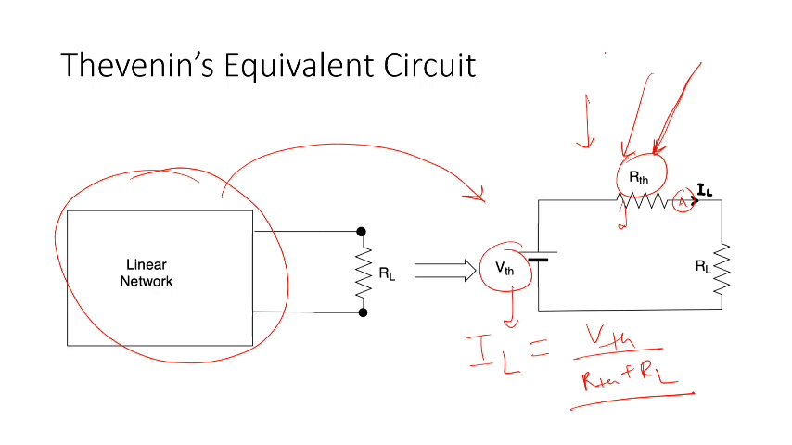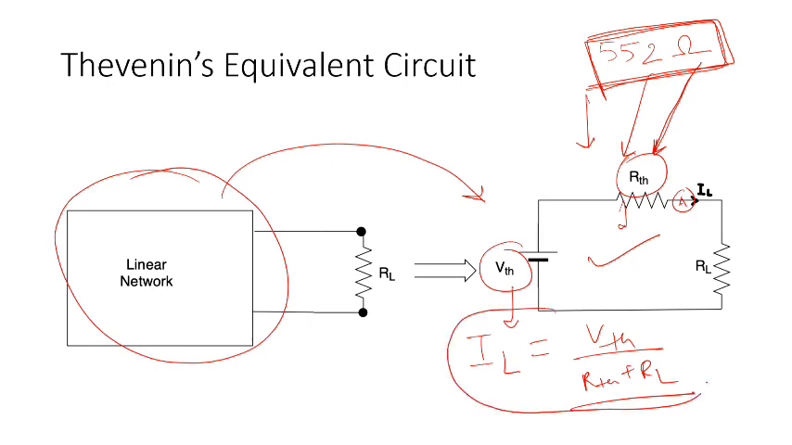For example, let us say that RTH comes out to be 552 ohms. So it would not be possible for us to get a resistance of 552 ohms. Therefore, instead of practical realization of this equivalent circuit, we are going to utilize this formula to calculate IL in the equivalent circuit.